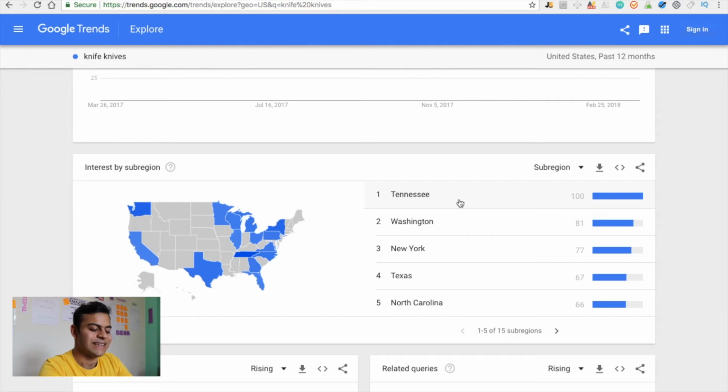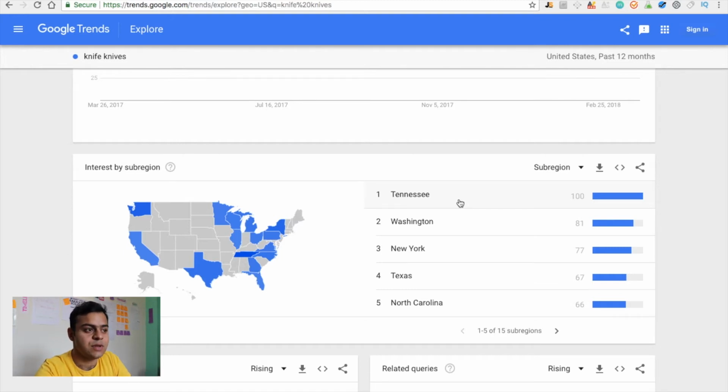Interest by subregion. So it's exactly telling you that Tennessee has the highest search volume for kitchen knives, probably because it has the most households over there, probably because it has the most restaurants over there. It could be anything, but it is exactly telling you that Tennessee has the highest search volume for this particular keyword. Now, how does that help you?